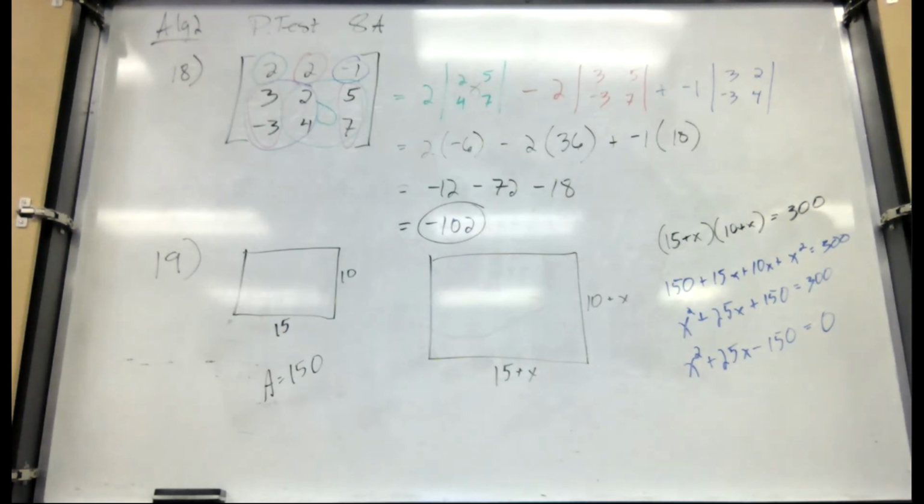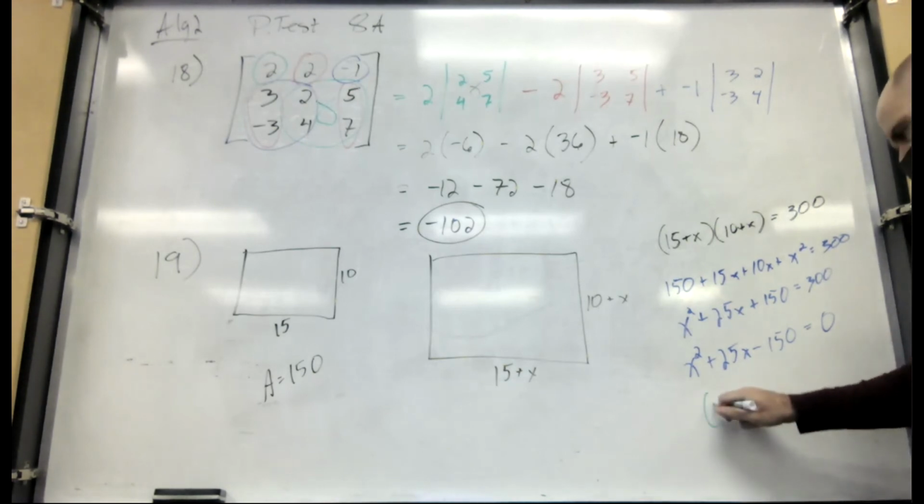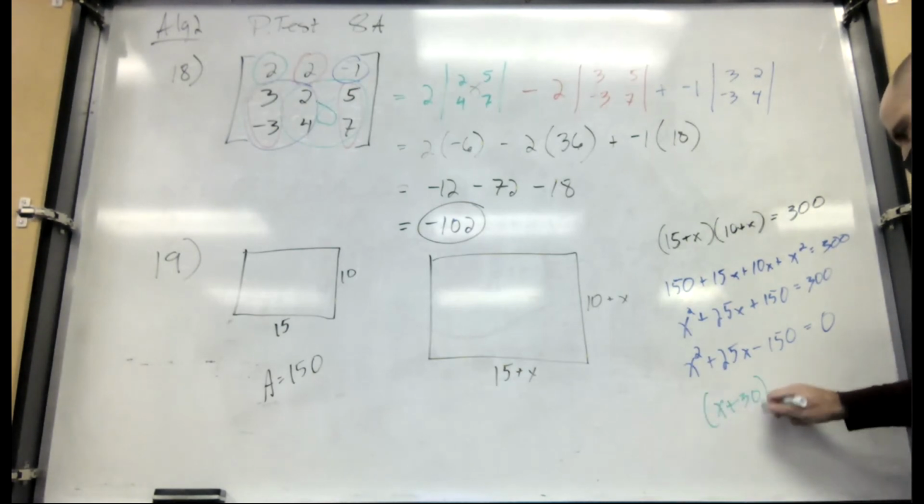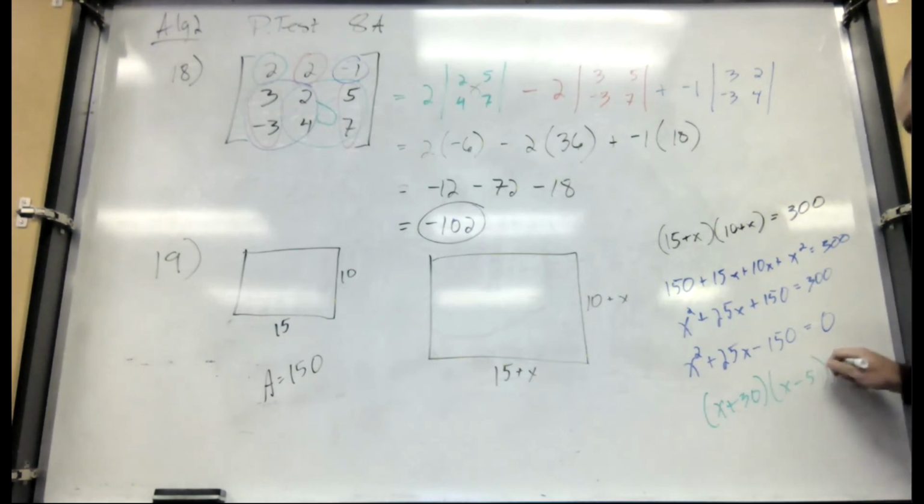You guys know? 30 and 5, right? So positive 30 and negative 5. So x plus 30, x minus 5 equals 0. Right? Magic question, what two numbers multiply to get that and then add to get that?